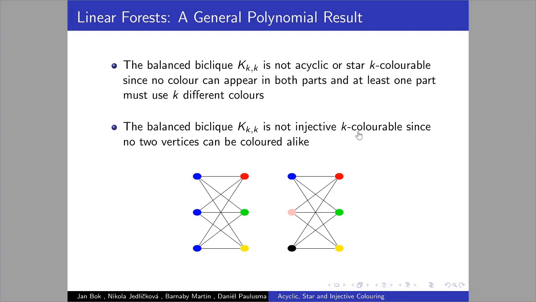The first thing to note is that if we take a balanced bicyclique of size k, then it's not acyclic or star k-colorable, since if no color appears in both parts, but if in both parts there is a color that appears at least twice, we'll get a bichromatic C4. So a balanced bicyclique of size k needs at least k plus 1 colors. Similarly for injective coloring, it's even easier: a balanced bicyclique of size k, since it has diameter 2, needs 2k colors.